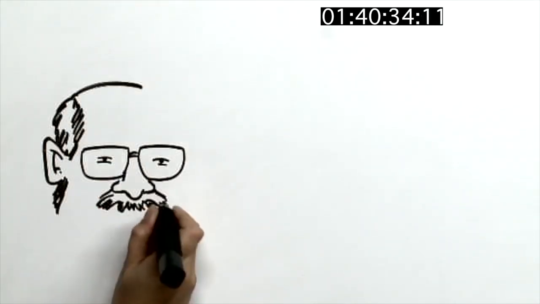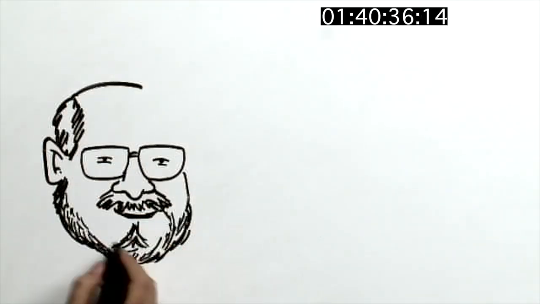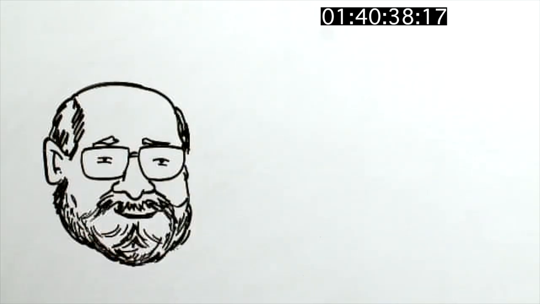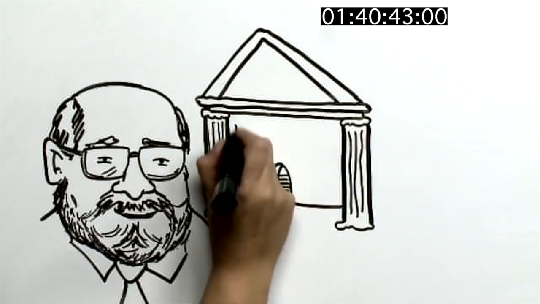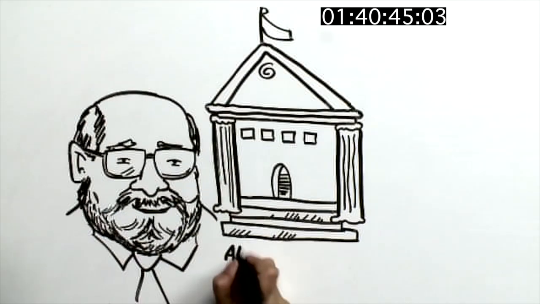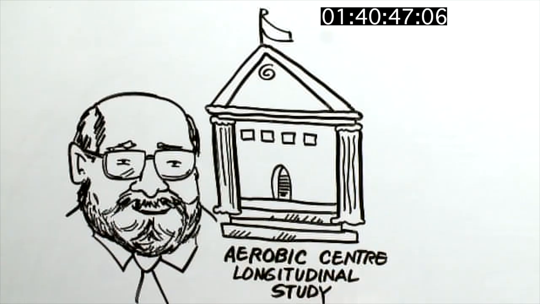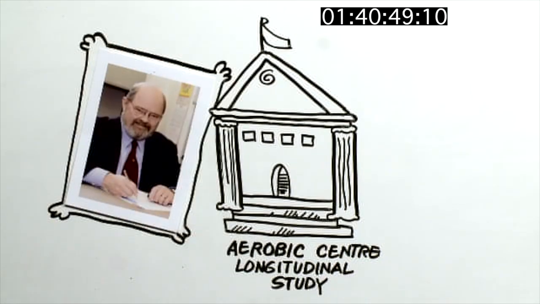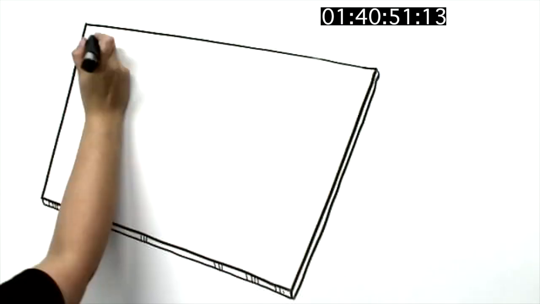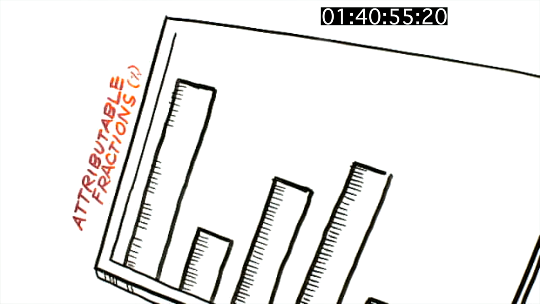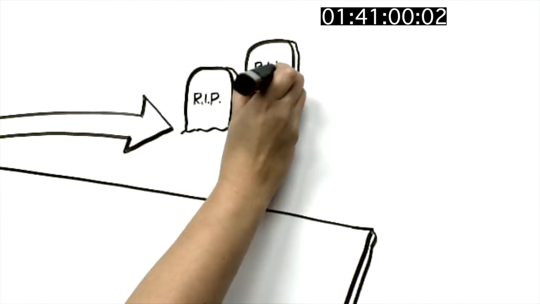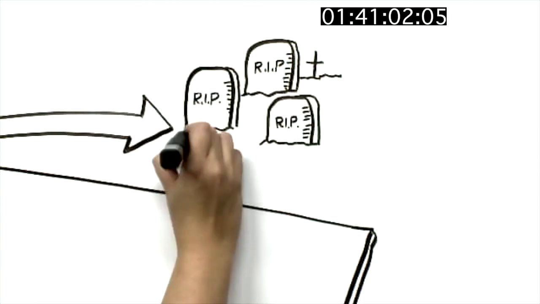So let's just take a quick walk through some of the literature. So Stephen Blair, he's a professor at the Arnold School of Public Health at the University of South Carolina, and he looked at this in what's called the Aerobic Center Longitudinal Study, which followed over 50,000 men and women over time. And along the left side of this graph is something called attributable fractions, which is a kind of fancy word, but it's the estimate of the number of deaths in a population that would have been avoided if that specific risk factor had been erased.